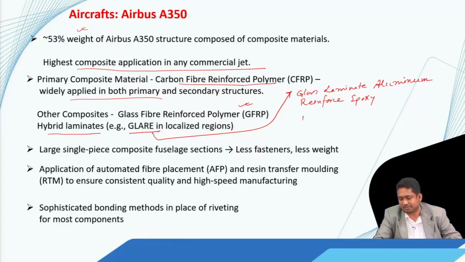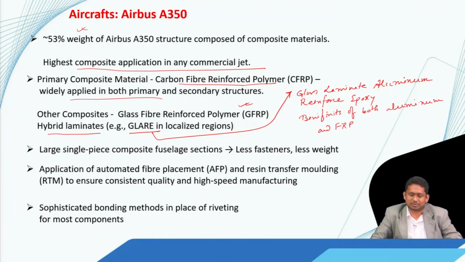So, it has the benefits of both. When I talk about the benefits of aluminum, these are the benefits of this metal, and ductility is one benefit. So, it has the benefits of both aluminum and FRP. It is used in some parts of the Airbus A350.